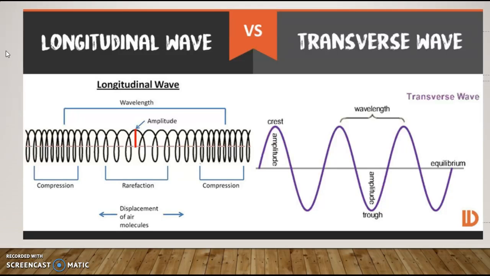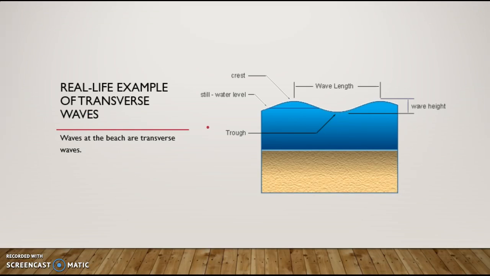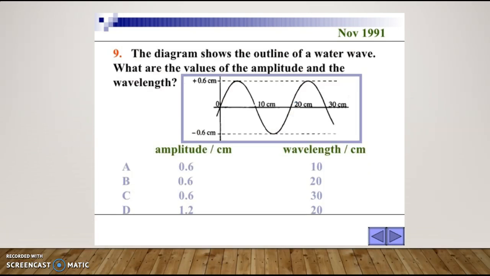A transverse wave has crests, which are the high points, and troughs. A wavelength is measured from one crest to the next crest. And again, transverse waves have the amplitude, which is measured from the equilibrium position. A real-life example of transverse waves would be waves at a beach. You could measure the wavelengths, the crests, the troughs, and the wave heights for a beach wave.